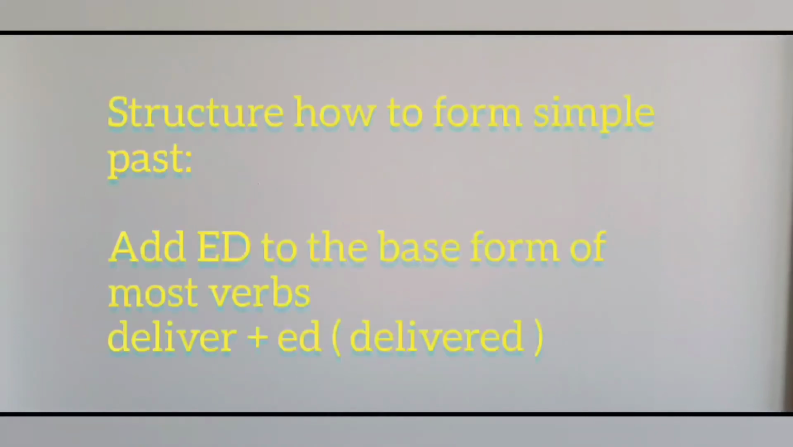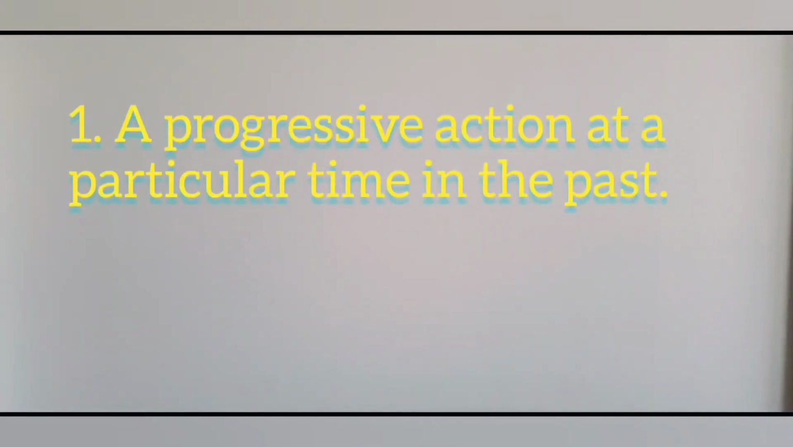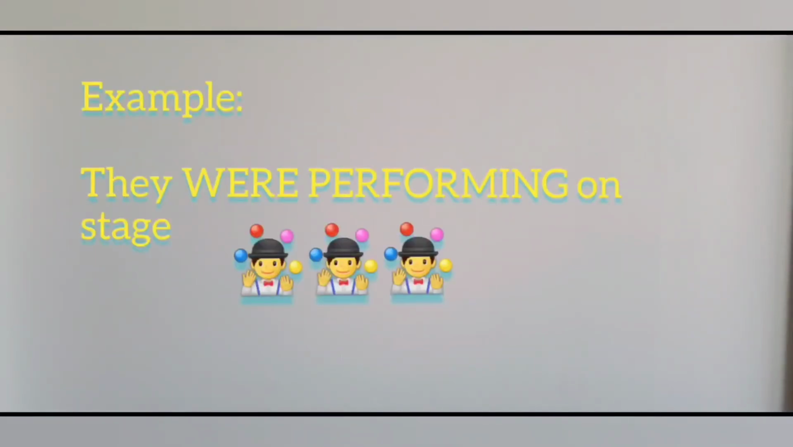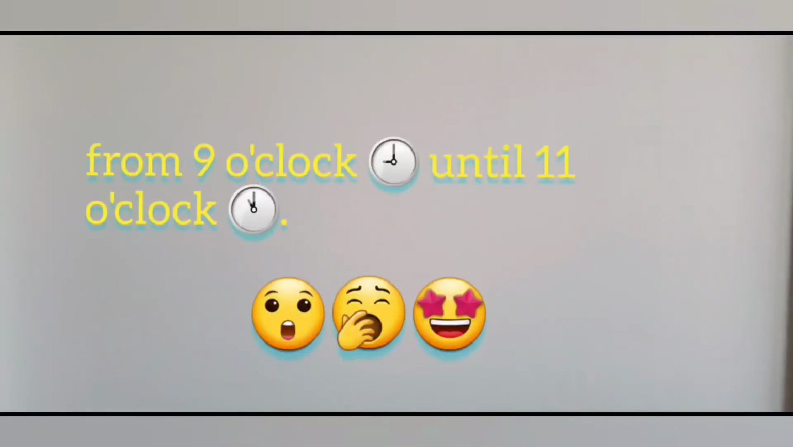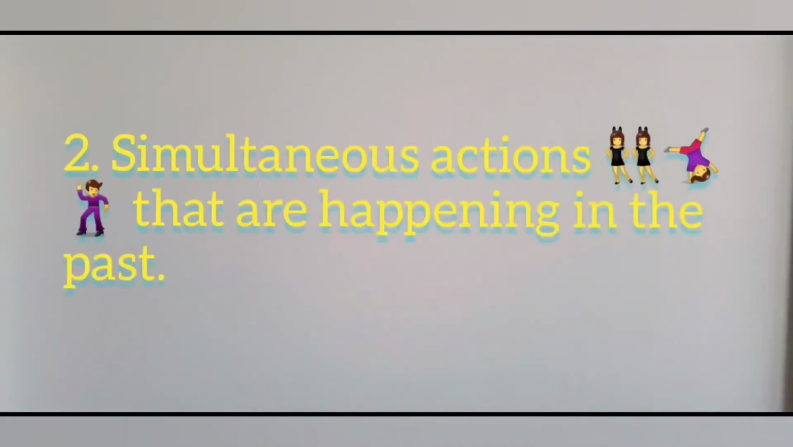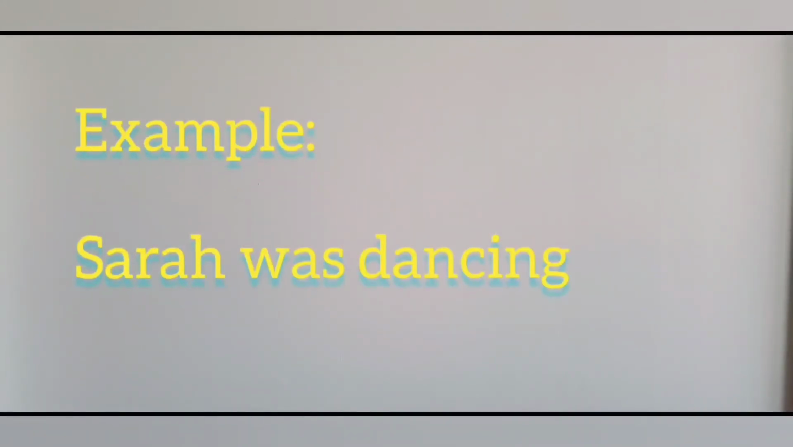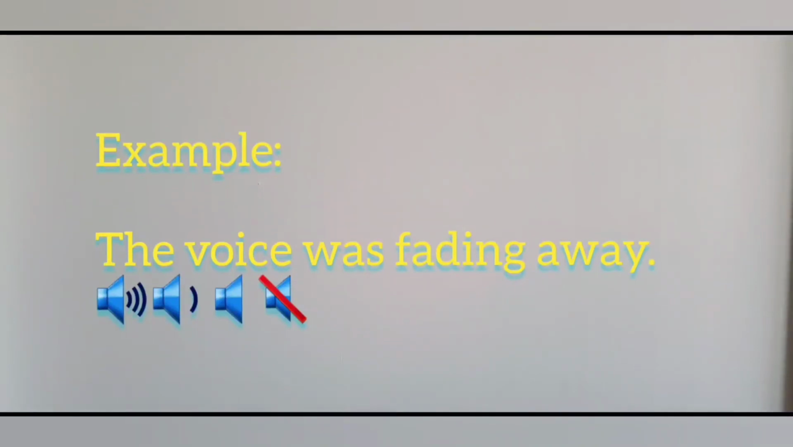Structure, how to form the simple past. Add ed to the base form of most verbs. Deliver plus ed, delivered. Past progressive. A progressive action at a particular time in the past. Example, they were performing on stage from 9 o'clock until 11 o'clock. Simultaneous actions that are happening in the past. Example, Sarah was dancing while she was singing. Gradual development. Example, the voice was fading away.